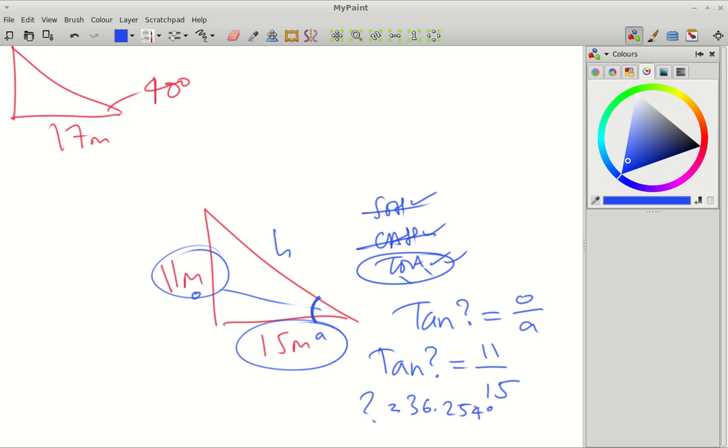On your calculator, do 11 divided by 15 equals, and then just do shift tan, and then press ans, answer, equals. Let me try that again. 11 divided by 15. I mispressed that. Shift tan, not tan, of the answer equals 36.254. Yeah, I just pressed tan then. I didn't press shift tan. I thought I had. Yeah, so that's how you reverse it. Hope that helps. Just watch this video again if it's a problem.